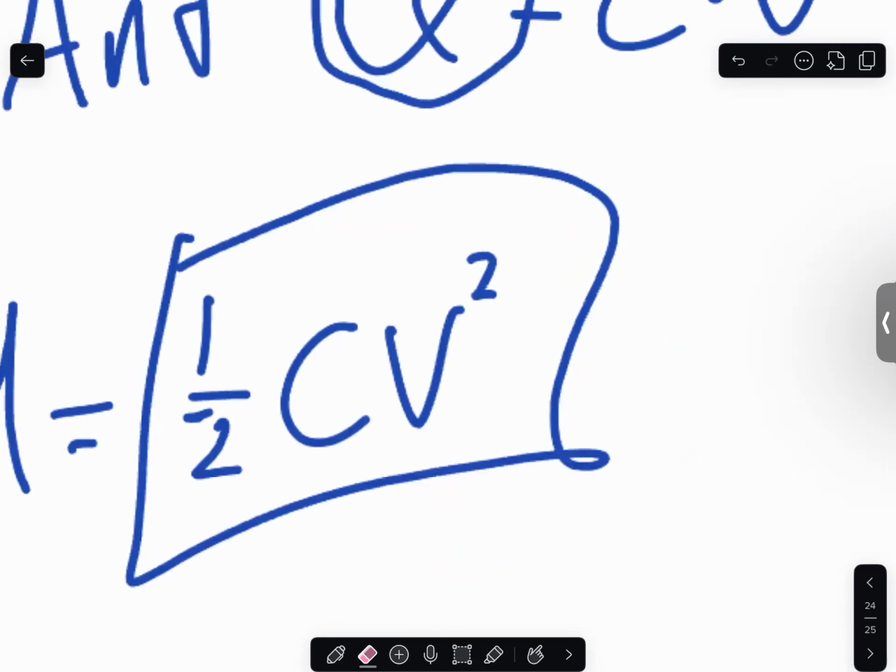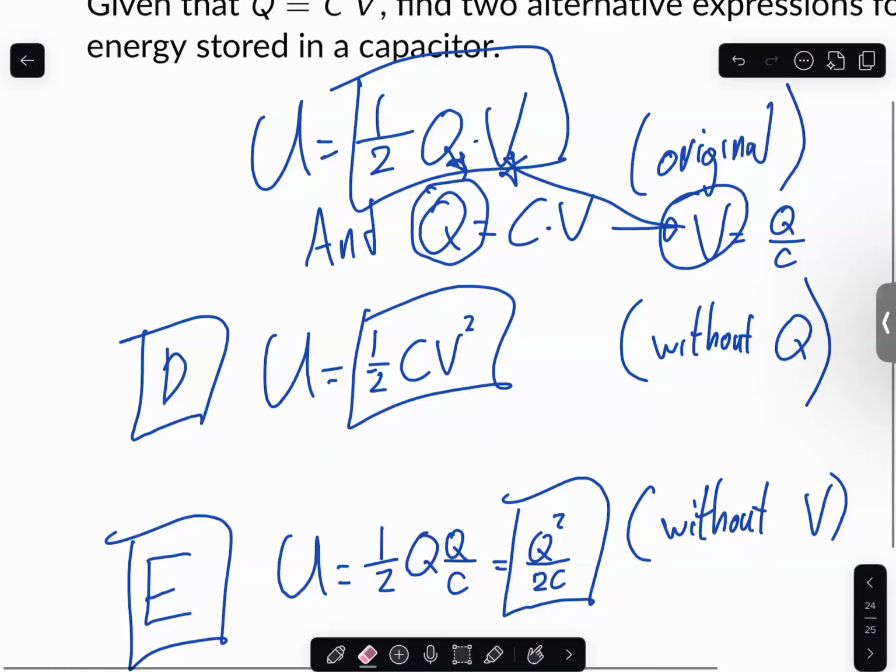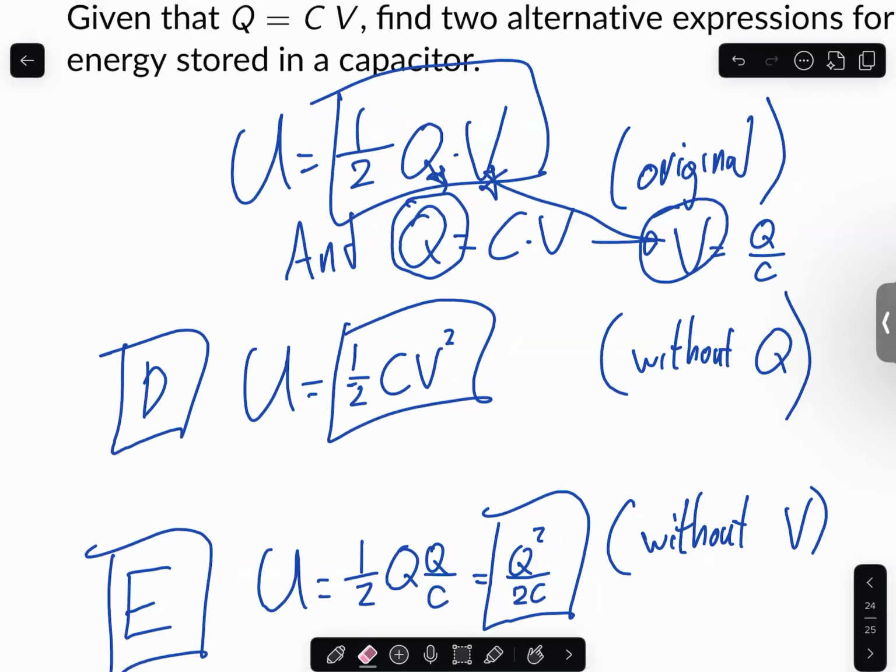You mean here? Yeah. So do you agree that if Q is equal to CV, then instead of writing 1/2 QV, I could write 1/2 CVV? Q is equal to CV. I mean, there's a V in this expression and there's a V in this expression. There are 2 V's. Yes, there are.